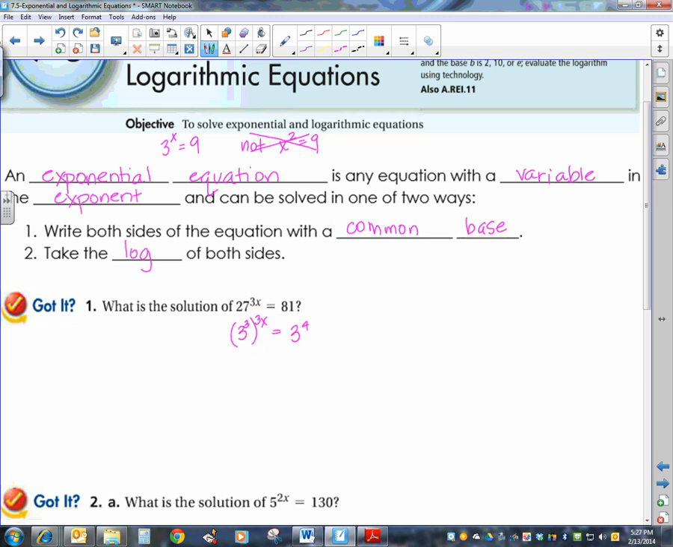Now what do we do when we raise a power to a power? We multiply, so this side becomes 3 to the 9x equals 3 to the fourth. And now that I have two expressions equal to each other that have the same base, I can go ahead and set their exponents equal to each other. So I can ignore the bases and set them equal. 9x equals 4, divide both sides by 9, and I get x equal to 4/9. And that's my answer.